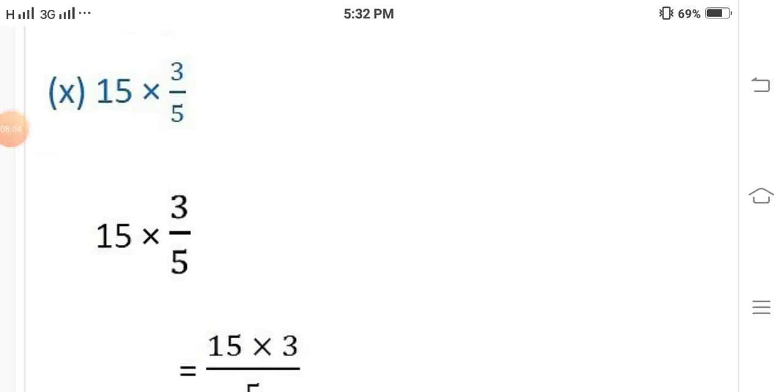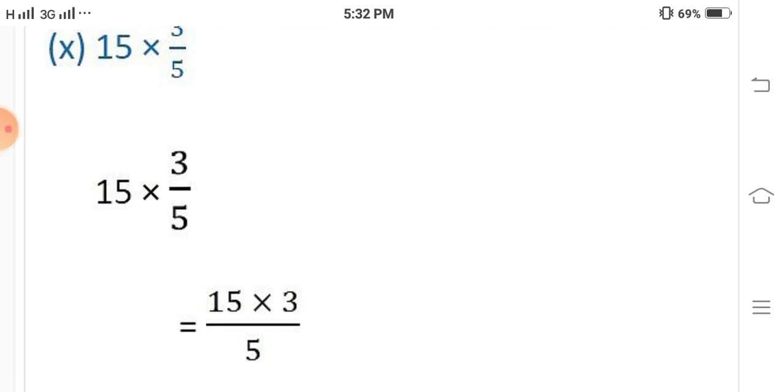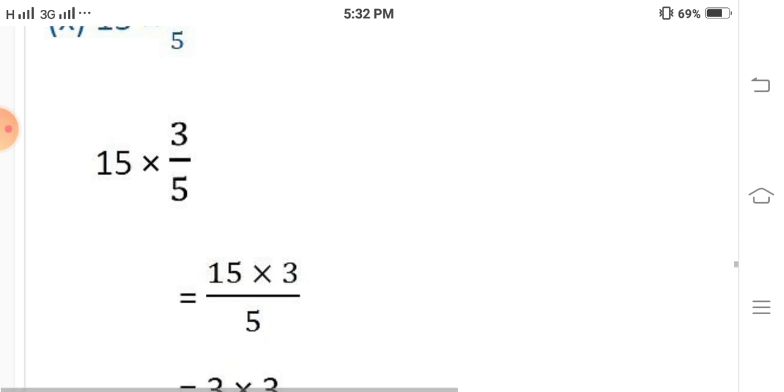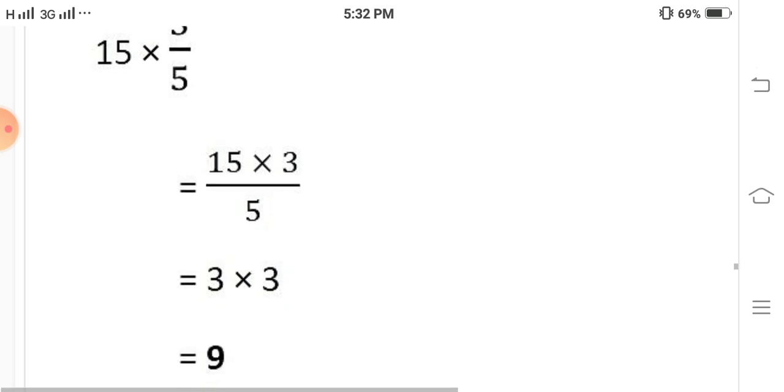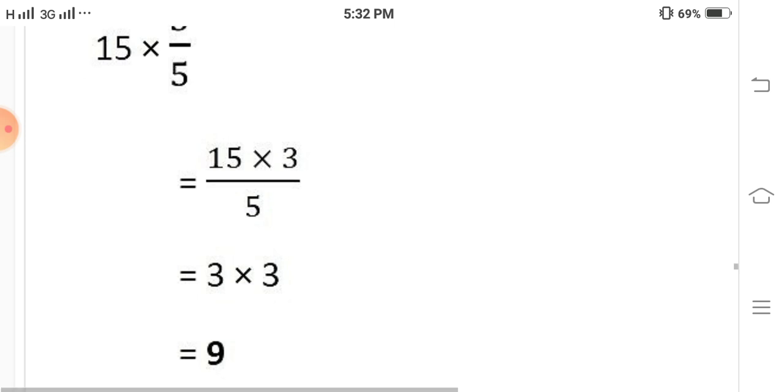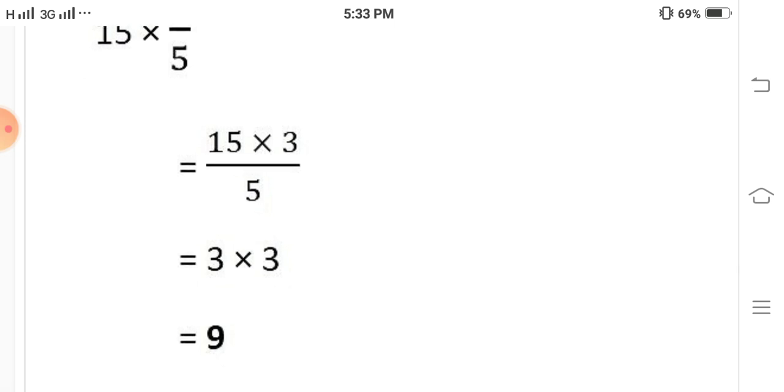Now the 10th part, 15 multiplied by 3 upon 5, it becomes 15 multiplied by 3 divided by 5. Now students, 15 will get cancelled by 5 on 3. 5 3s are 15. So we will cancel 15 by 5 on 3. It becomes 3 multiplied by 3, which is equal to 9. It is already in the reduced form. So students, its answer is 9. Students, the rest of the parts you will do at home.